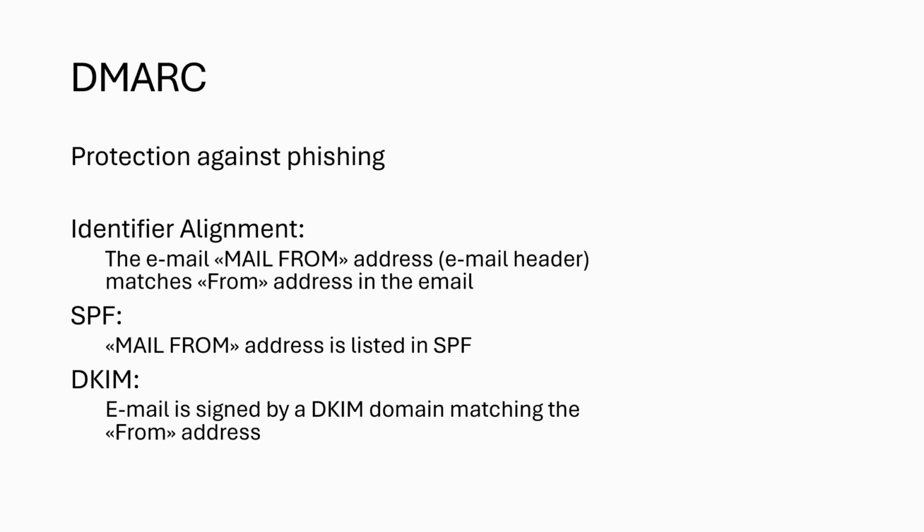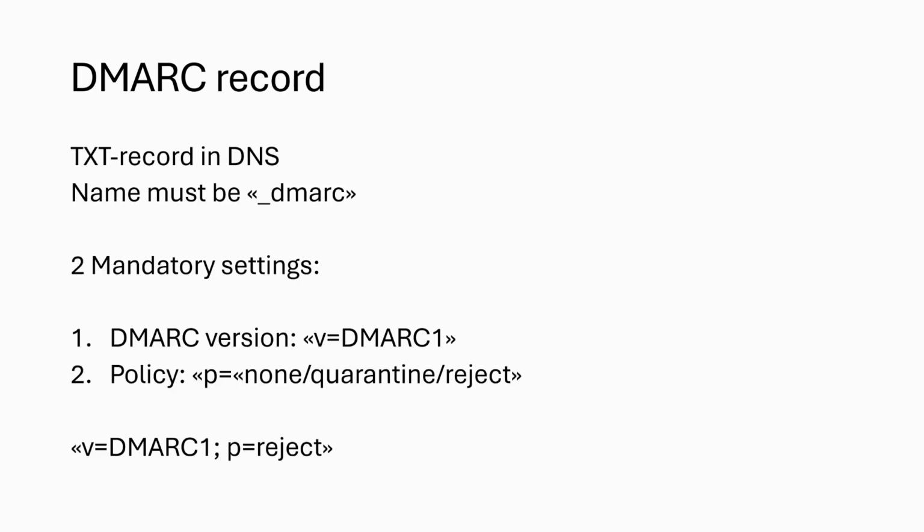The record itself is a TXT record in the DNS, whose name must begin with _DMARC. It only has 2 mandatory settings, which are the version and the policy. The policy simply states what you should do with incoming emails which do not pass the DMARC check. The options there are none, quarantine, and reject.